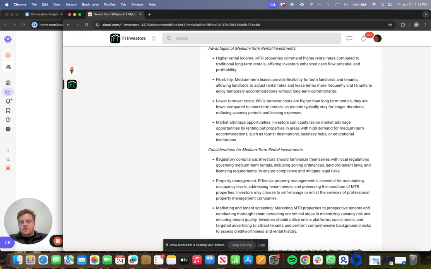Key considerations here: regulatory compliance. There's more regulations coming out for midterm rentals, just like short-term rentals a few years back. Property management can be intense. And then, of course, marketing and tenant screening is incredibly important. If you have no one coming in and wanting to rent from you on a midterm basis, you have no business model. So different things to look out for.